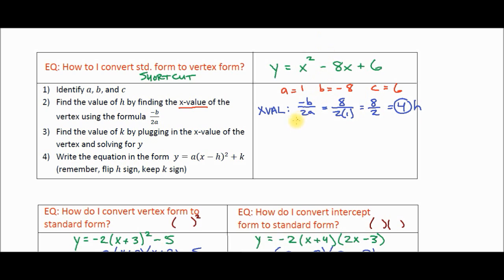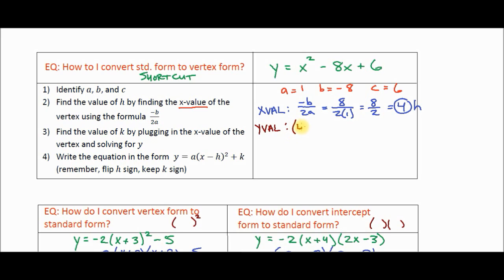Next step, we're going to go ahead and take that h value, or that x value, plug it into the equation, and figure out what the y value is. Remember, we can find y values of anything by plugging in an x value. Well, we know the x value of the vertex is 4. So we're going to plug that in.